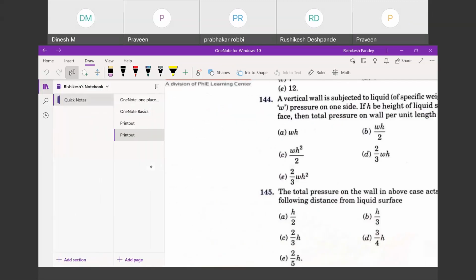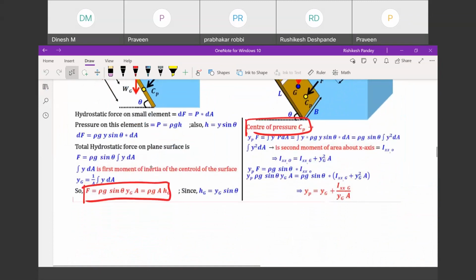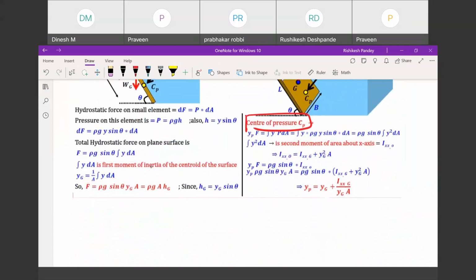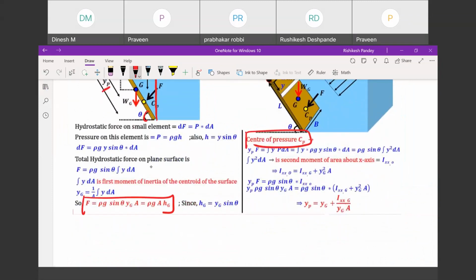You see here, this is your inclined case. If this theta becomes 90 degrees, then it will become vertical. Now, what is the formula for force? Rho multiplied by g multiplied by area multiplied by Hg.